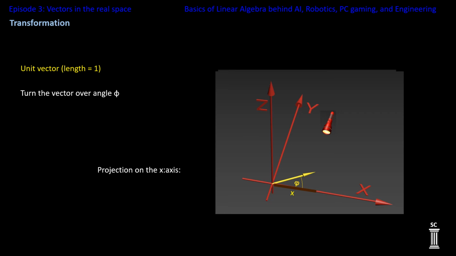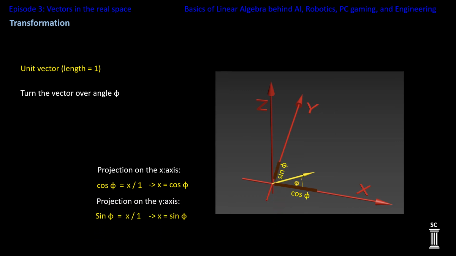We had a definition of cosine, which was the adjacent side divided by the length of a vector, which is 1 in this case. So cosine is x divided by 1, which equals x. Therefore we can say x equals cosine phi. We can also have a look at the projection on the y-axis. In that case you have to divide the opposite side by the length of the vector, which is a sine.